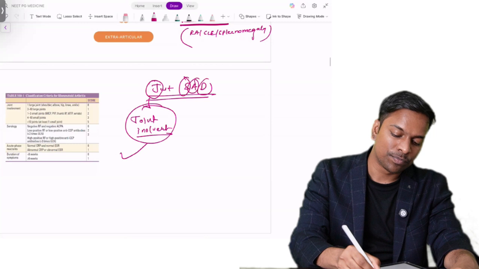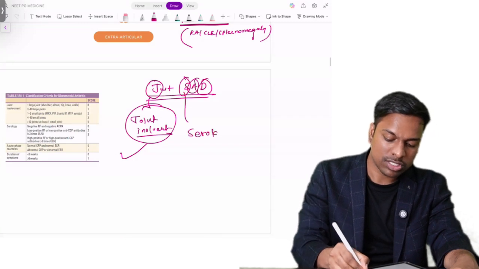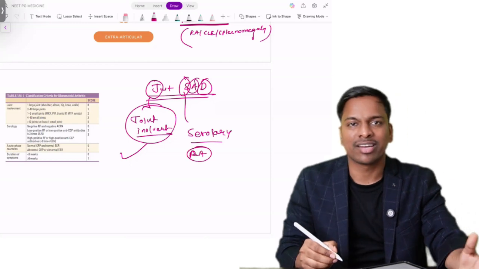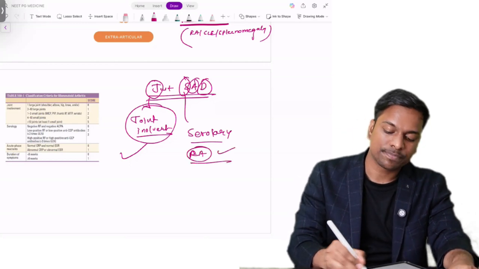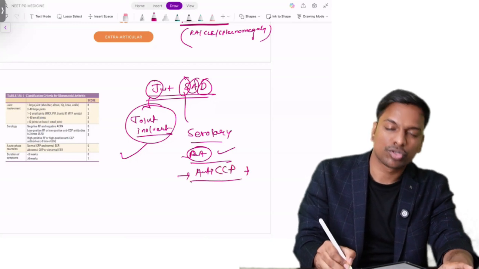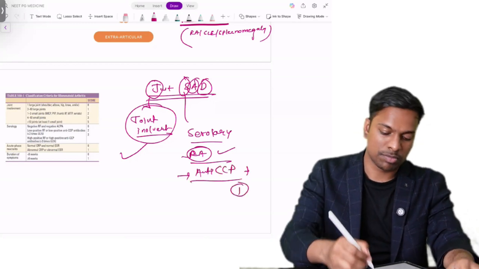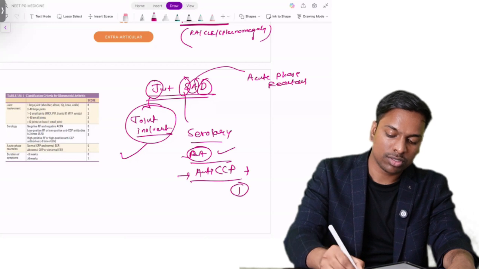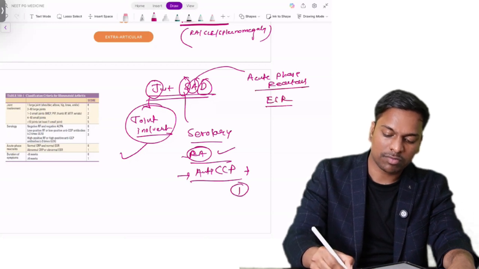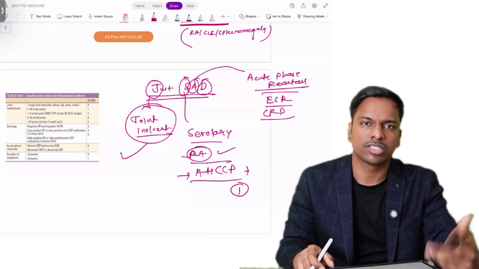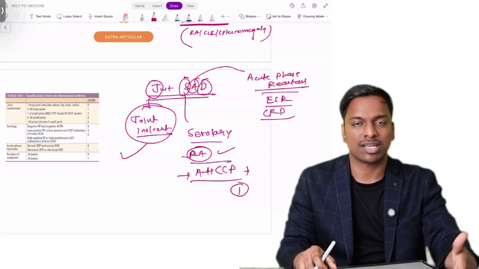Coming to the SAD. So S is nothing but serology. Serology means the antibodies. RA factor, which is literally an IgM against the IgG, and anti-CCP antibody, if they are positive, score is 1. If not, then score is 0. Simple. Then A is for the acute phase reactants. What are those? ESR, CRP. We all know about this. So obviously, in rheumatoid arthritis, these will be high. If it is not high, score is 0. If it's high, score is 1.